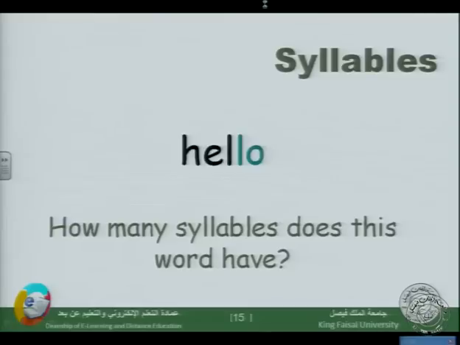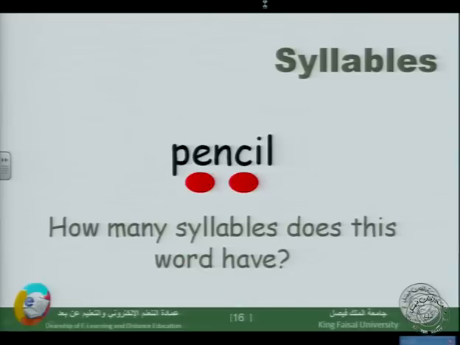Okay, let us see the other word now. The word is pencil, pencil, pen, cell. Okay, how many syllables does it have? It has 2 syllables. Pen, cell.